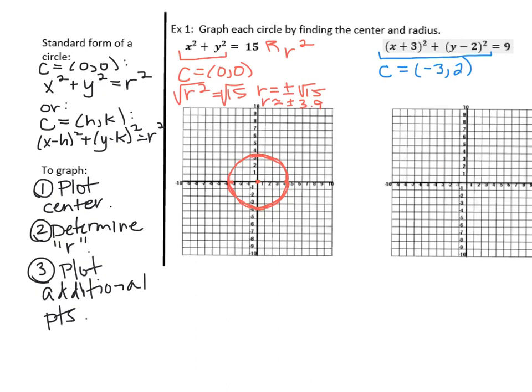I'm going to move that down just a little bit. There we go. Now the radius, remember, comes from taking the square root of the right-hand side. If r squared equals 9, at least it's a perfect square for this one, which is kind of nice, we'll get r equals plus or minus 3. So from the center, count 3 units to the right. That's on the boundary or the perimeter of our circle.